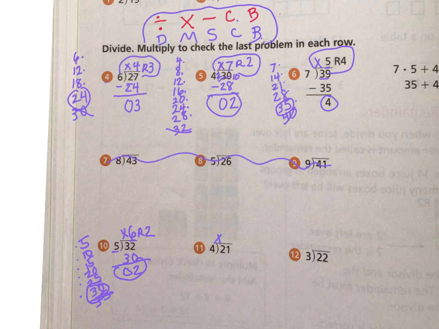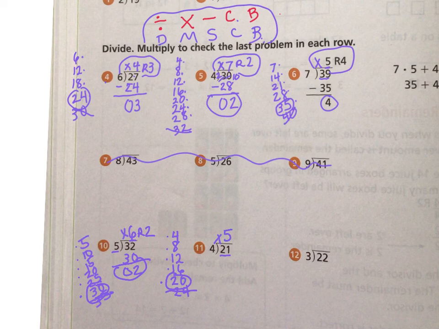Now it says, how many 4s can I fit into 21? Well, let's count by 4s and see. 4, 8, 12, 16, 20, 24. Oop, 24 is too big. So my answer is 20, right? So let's figure out that was 1, 2, 3, 4, 5. So that's my number on top is 5.